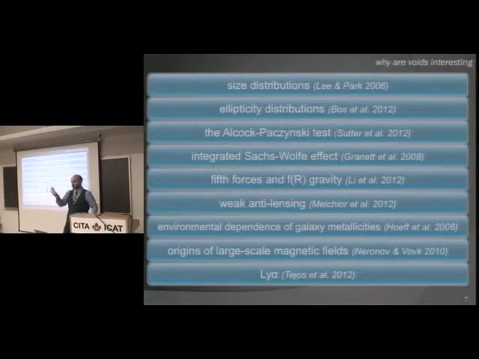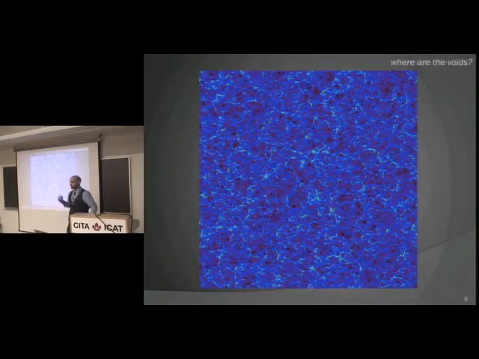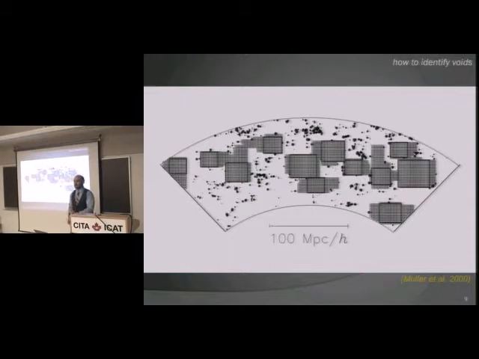But if we want to do science with voids, we have to be able to find voids in the matter distribution of the universe. And it's easy enough to pick out the voids by eye. They're all the empty spots. But we need to do this algorithmically. And historically, there's been a progression of ideas.